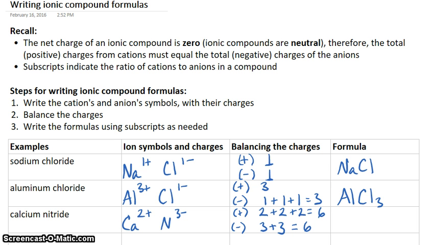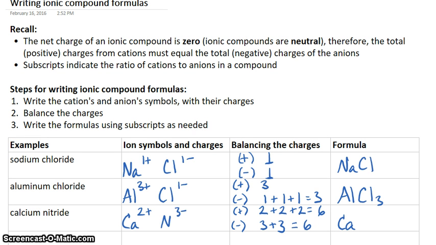How did we do that? Well, we have 3 calcium ions, and 2 nitride ions. So our formula will be Ca3N2.